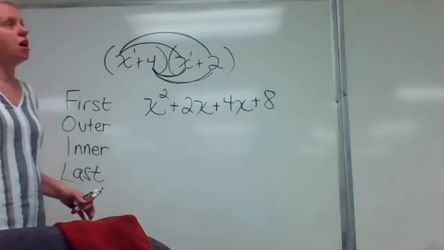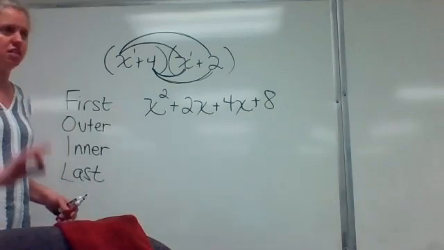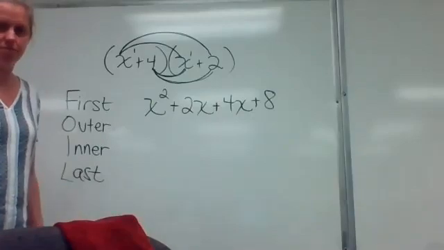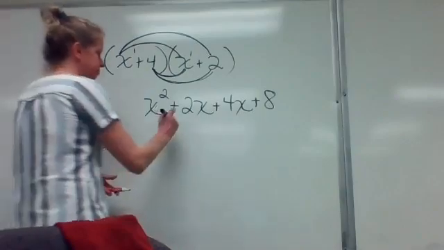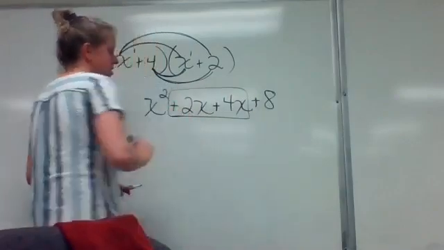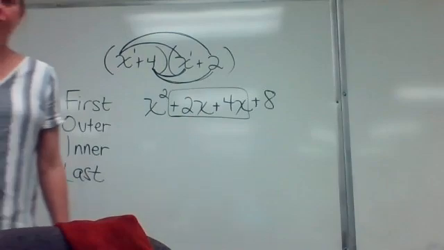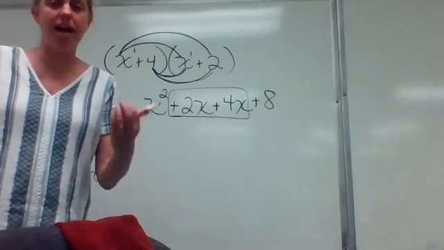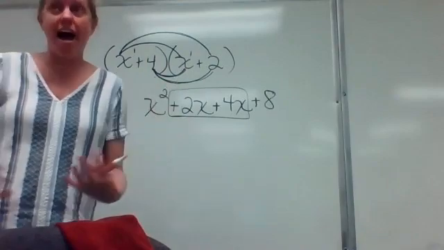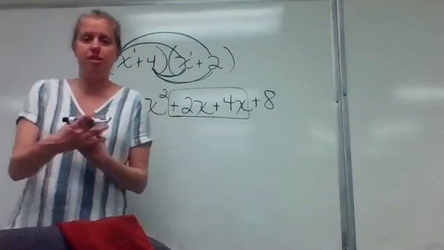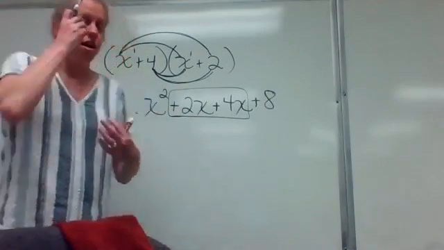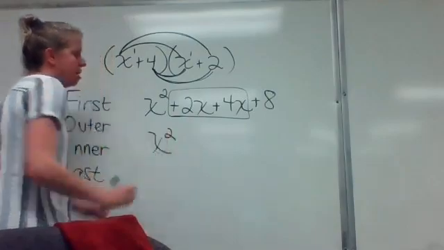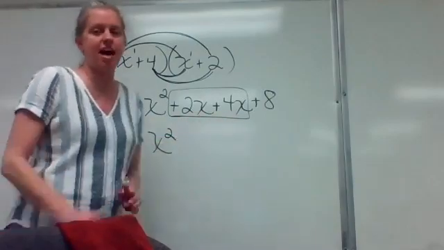Now, so many percent of the time, after you FOIL, those two terms that are in the middle, do you see how they're like terms, right? They're both plain x's, which means I don't need to write them apart. I can put them in the same basket. There's no other x squareds to go with this one, so I'll just bring it down. But I can put these x's together.